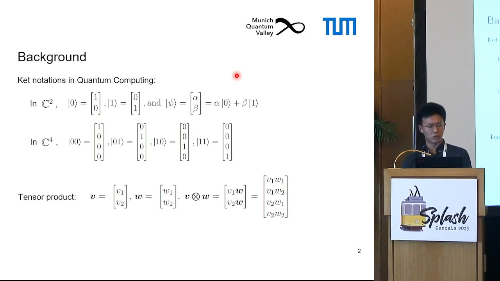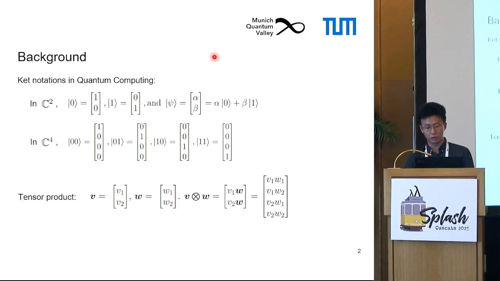So let's start with the very common notations which we will use in quantum computing. In quantum computing, we often use ket notation to denote column vectors. For example, in a space of complex vectors of length 2, we have two computational basis vectors denoted respectively by ket 0 and ket 1. Any complex vector of length 2 can be expressed as a linear combination of ket 0 and ket 1.